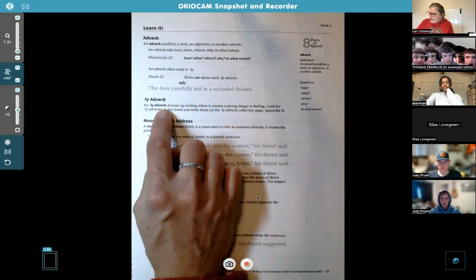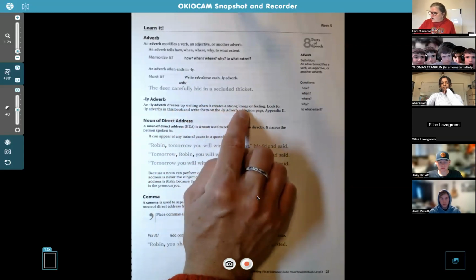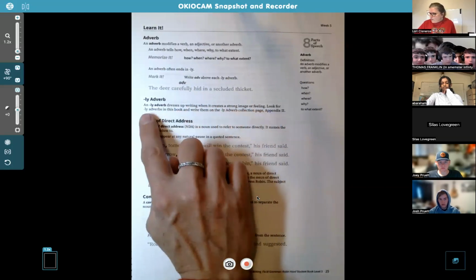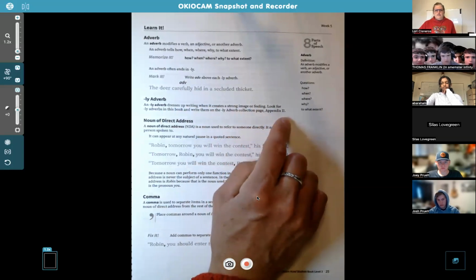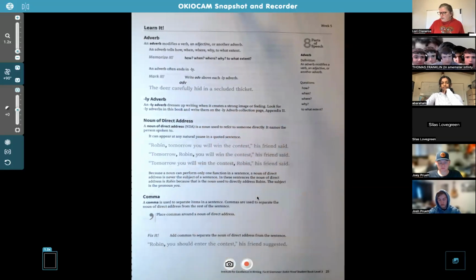Here again, an ly adverb dresses up writing when it creates a strong image or feeling. Look for ly adverbs in this book and write them on the ly adverb collection page, appendix 2. Now that's optional. But if you like doing things like that and you want to make yourself a master list of ly adverbs, when you do your homework, in the very back of your book, there is a place for you to make a list of adverbs. So as you come across them, you go, oh yeah, I like that ly adverb. I'm going to put that on my list. And that way, when you're writing, you can use that list to help you. Okay. It's just optional if you want to do that.